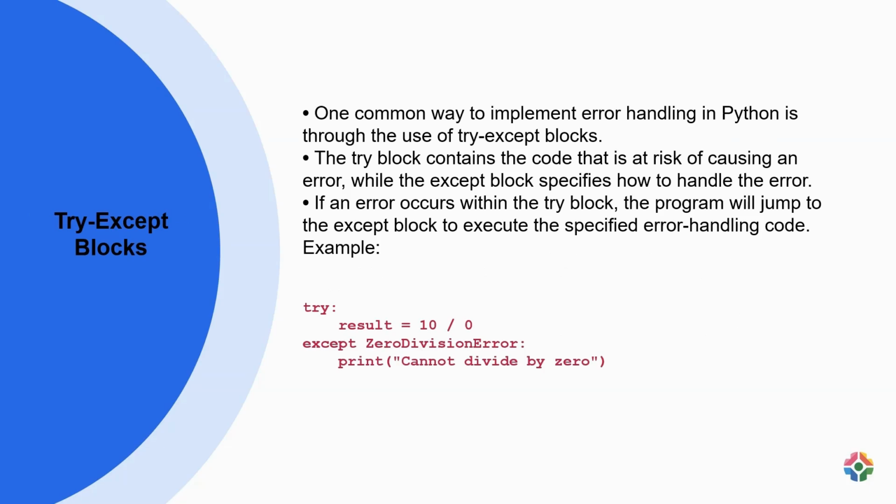The try block encapsulates code that may produce errors, while the except block defines how to manage specific errors. If an error manifests within the try block, the program shifts to the except block to execute designated error handling logic. For instance, dividing by zero, as in 10/0 operation, raises a ZeroDivisionError, triggering the except block to handle the situation, such as displaying a relevant message like "cannot divide by zero."